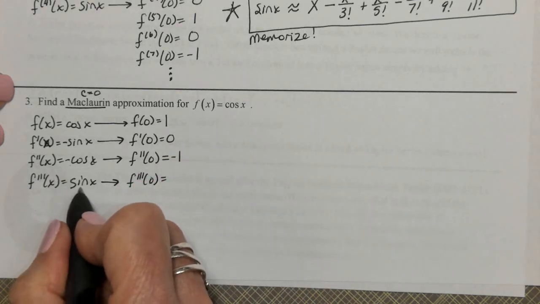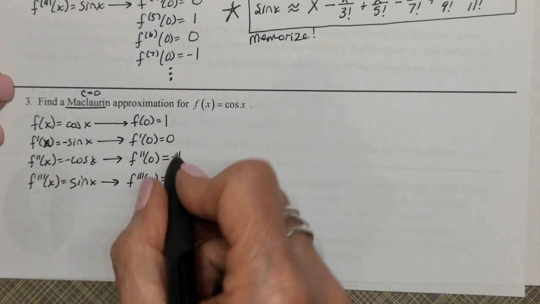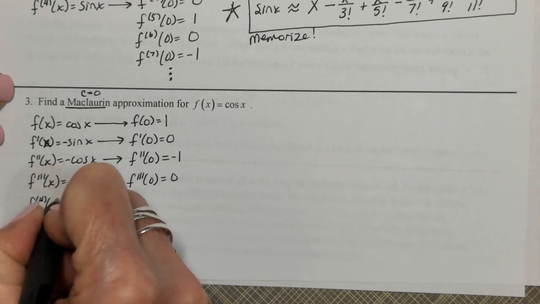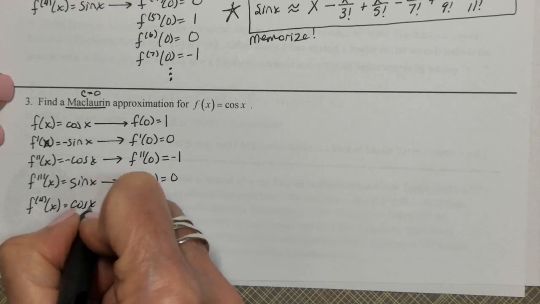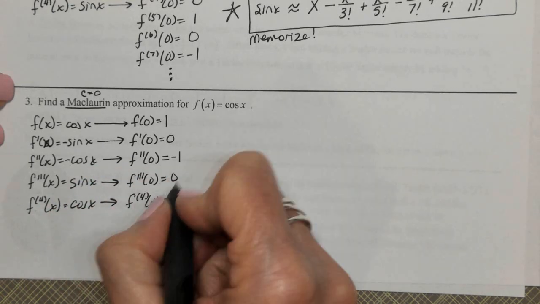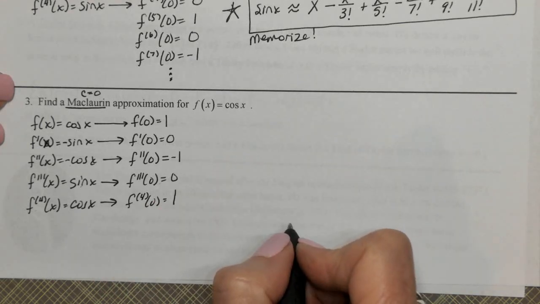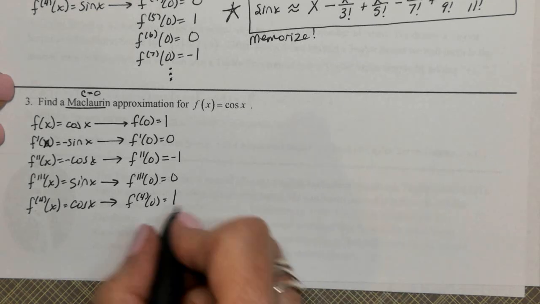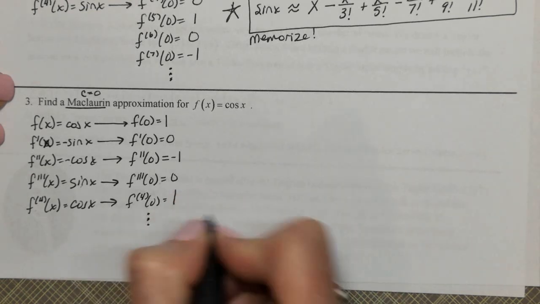The next derivative would be sine of x. At 0, that's back to 0. The fourth derivative would be cosine of x, and we've already done this. The fourth derivative of f at 0 will be cosine of 0, which is 1, and this will repeat itself.